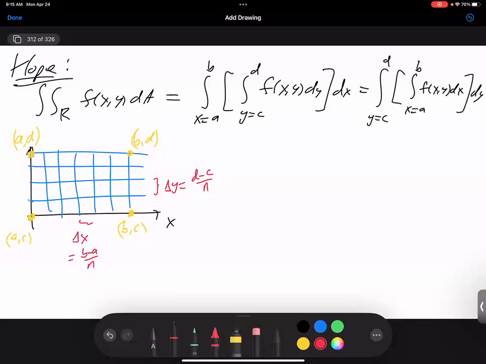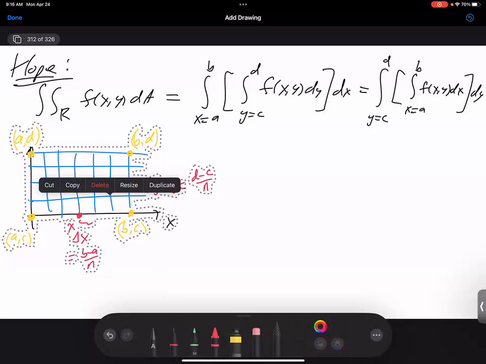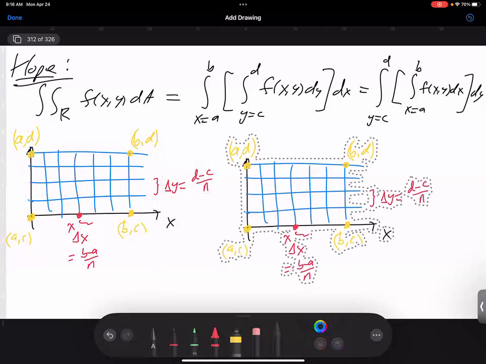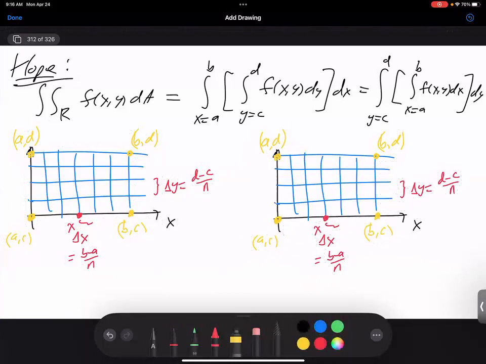And then the hope is that if I fix a value of x, so if I fix the value of x, what I can do is look up like this, and I can find essentially the volume in that small little rectangular sliver.